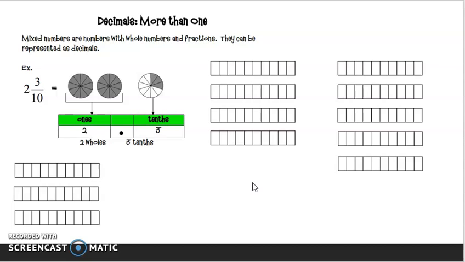Now, what happens when you have wholes? So how do we write a decimal when it's more than one whole? More than one. So those are mixed numbers. Remember our mixed numbers? Our mixed numbers is when you have wholes and parts. Same with decimals. We can write a decimal that's equivalent to a mixed number. Mixed numbers are numbers with whole numbers and fractions. They can be represented as decimals. Here's your wholes, 2 wholes, circles shaded in, and 3/10 shaded in. All right, so we're going to practice.